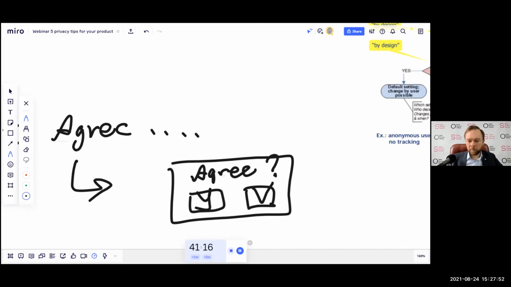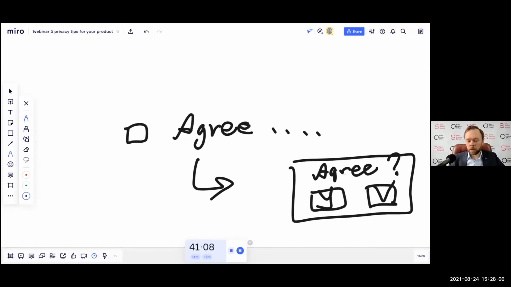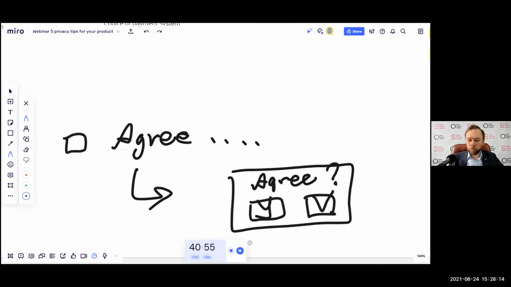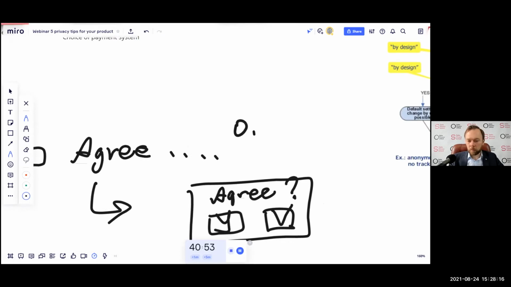As a matter of fact, the conversion rate with this kind of architecture, with tick box architecture, especially if you follow the GDPR and don't use pre-ticked boxes, keep it empty, is very low. It might reach like 0.5% of the users who will agree to the data processing.